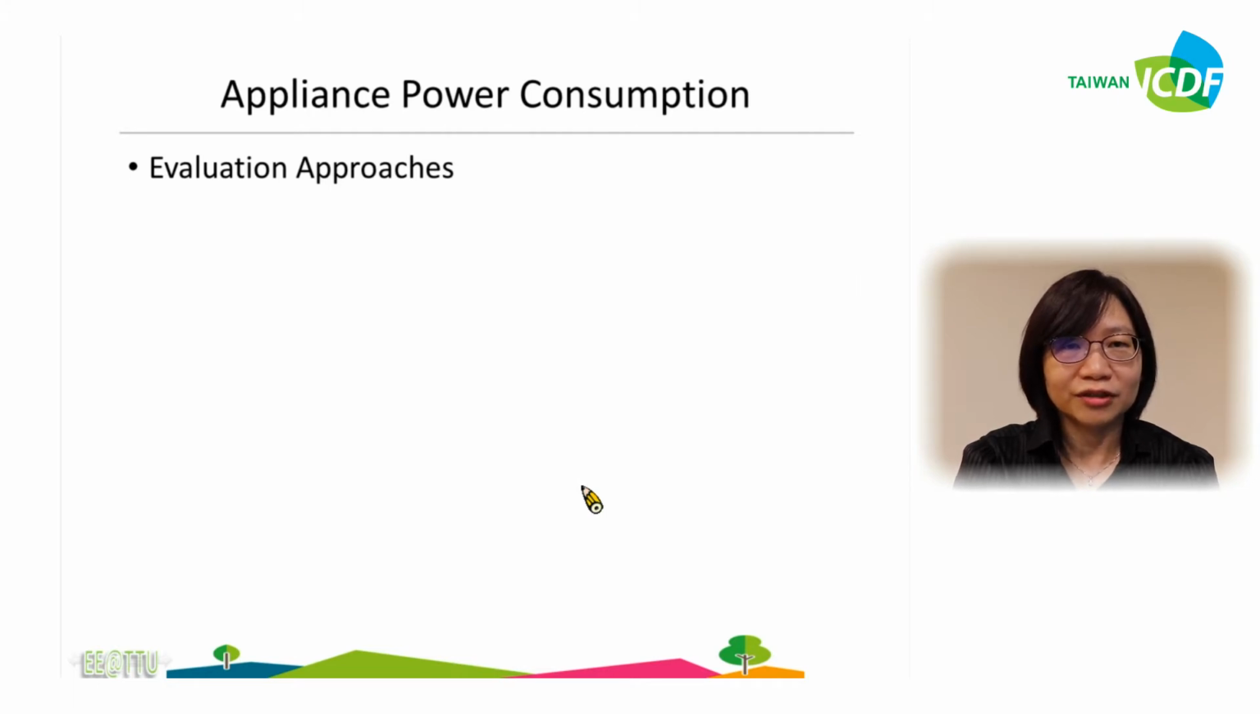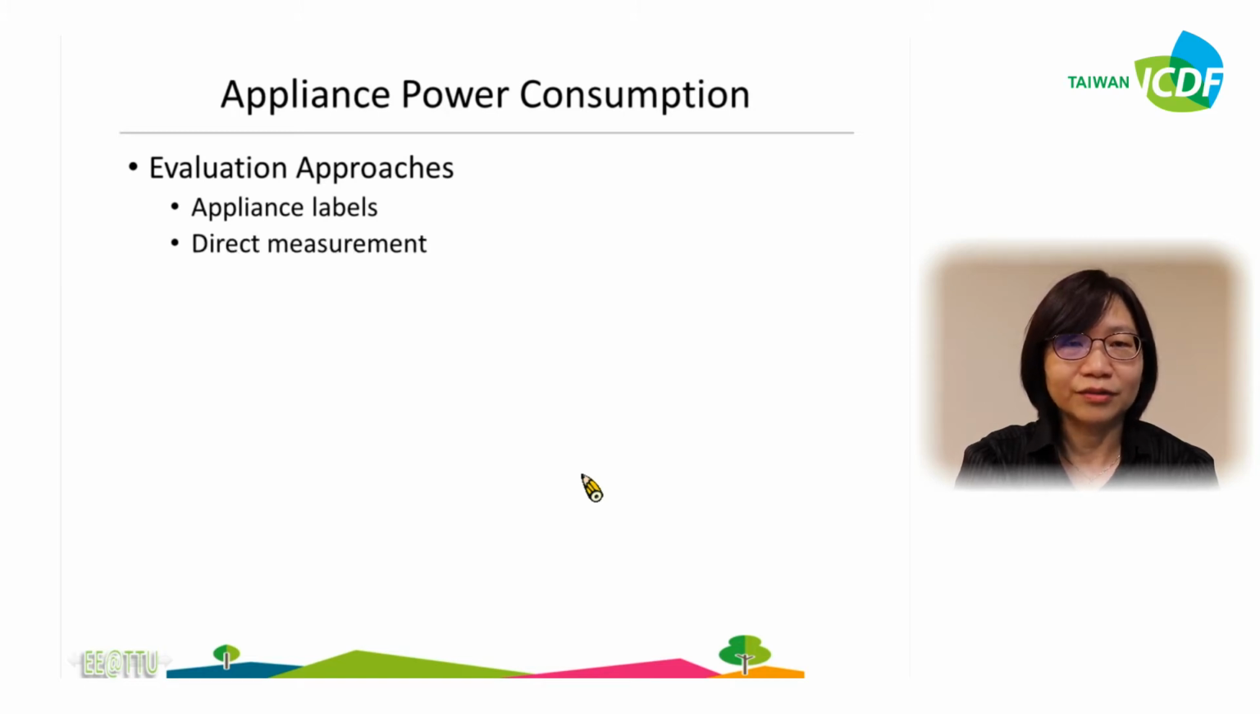And then we need to estimate the power consumption for each appliance. You can use the following approaches. For example, you can check the label of the appliance. Typically, it will give you the power rating. Actually, that's the maximum power rating.